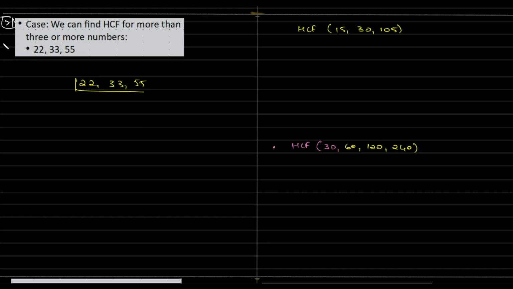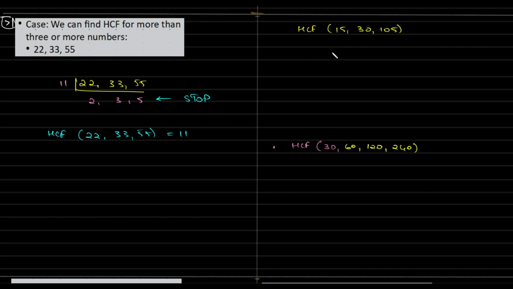Now, what is common between all of them? 11. Is there anything else that we can do? No, so this is where we stop. So HCF of 2, 22, 33 and 55 is 11. Done. Same process, just that there are 3 numbers and it has to be common in all the 3.